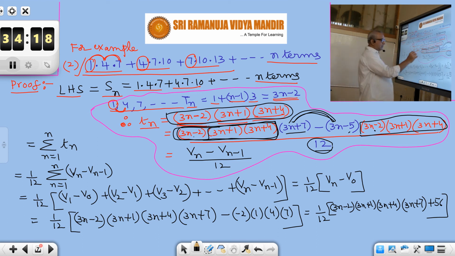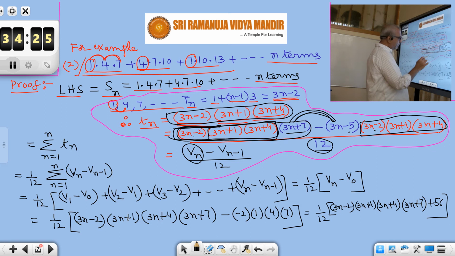So, numerator something minus something. First something, if you take it as Vn, second something will be just Vn minus 1 only. That means n is replaced by n minus 1, you get that one. So, it is Vn minus Vn minus 1 by 12. So, this is all for this Tn.